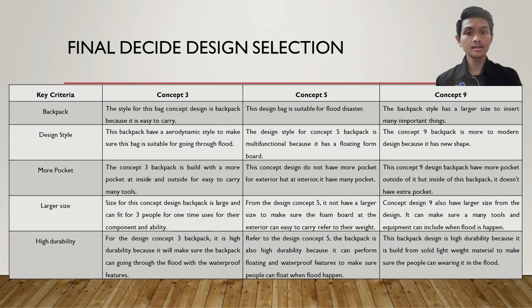This is my final design selection, which has five key criteria: backpack design style, more pockets, larger size, and high durability. And there are three concepts in the final selection. I have selected concept 3 from three sketches. DAMIA SYAHIRAH has selected concept 5 for the final selection. And CHEONG has selected concept 9 from the sketches 7 to 9.